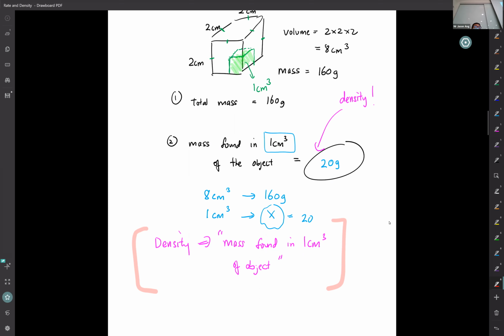I just need to know. You don't need to tell me how heavy the whole thing is. You don't need to tell me the mass of everything. I'm not interested in everything. I just want to know what is the mass of 1 cm cube. Is this clear? Okay, I'll give you time to copy this first. I pause the recording.